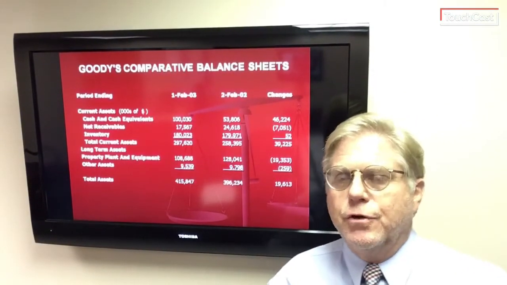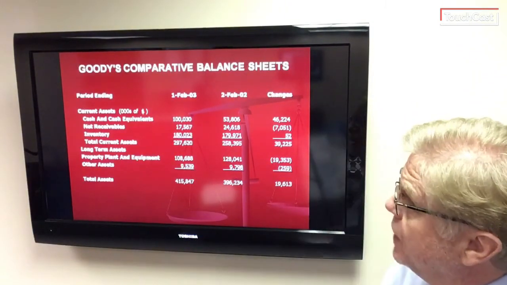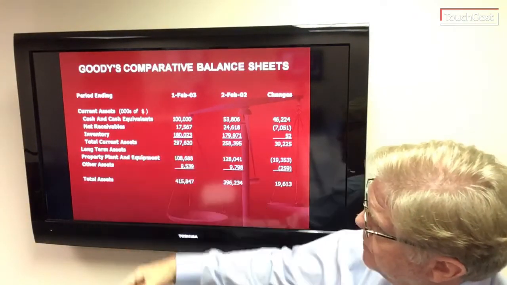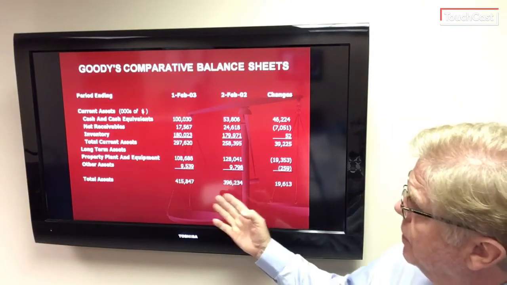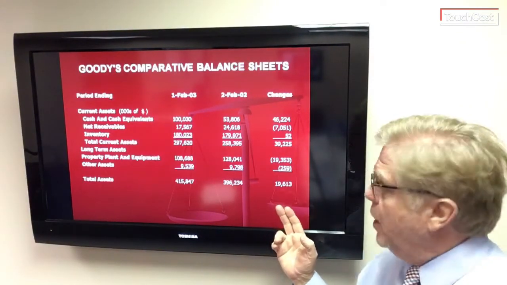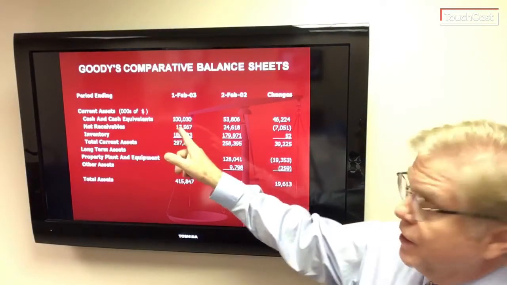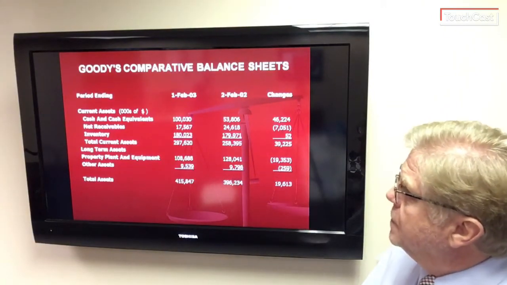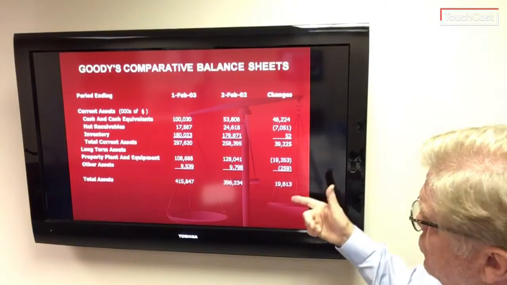Okay, the first thing we're going to do as we look at Goody's comparative balance sheets is to turn our attention to the assets, and that's what you see here. Notice there's Goody's balance sheet, at least the assets, current assets, long-term assets, PP&E, and so on, for 2002, 2003, and this represents the column showing the differences, the change from 2002 to 2003. These numbers are simply the second year minus the amounts on the balance sheet for the earlier year, and we see these changes here.